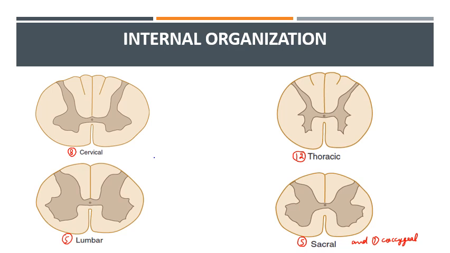If we see the transverse section, the spinal cord is incompletely divided into 2 symmetrical halves by a dorsal median septum and a ventral median sulcus.